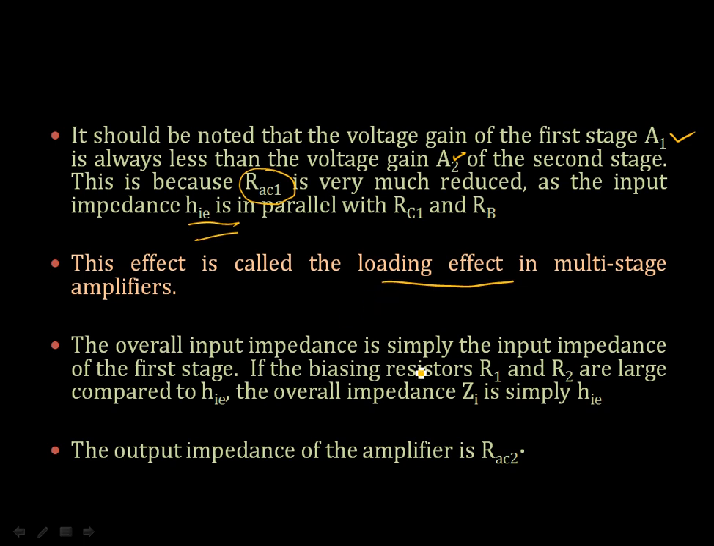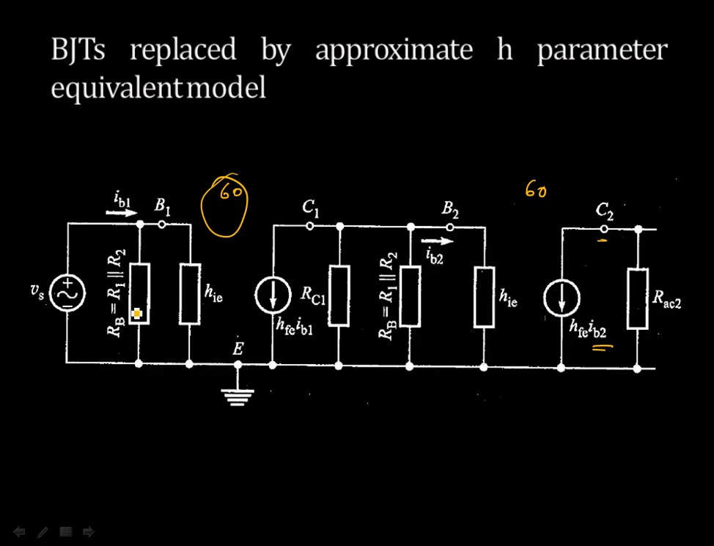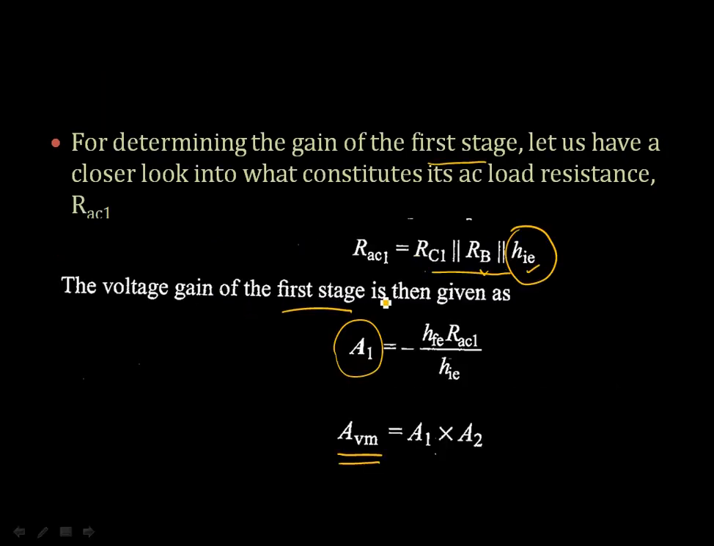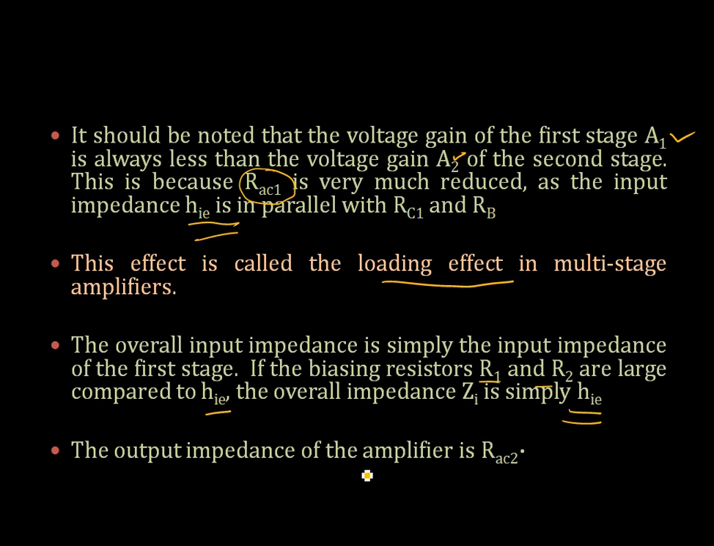The overall input impedance is simply the input impedance of the first stage. If the biasing resistors R1 and R2 are large compared to HIE, the overall impedance ZI is simply HIE. So at the input you can see you have R1, R2 connected in parallel, and this is in parallel with HIE. So this will give the input impedance. You can consider it to be closer to HIE because these are larger values compared to HIE. Similarly, the output impedance of the amplifier is RAC2.